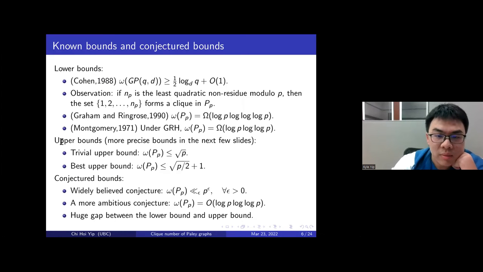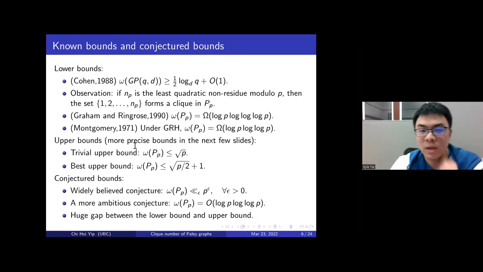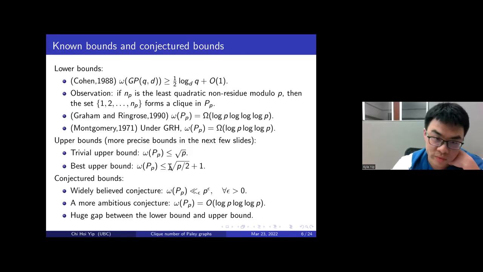And for the upper bound, that's the focus of this talk. Just very briefly, the trivial upper bound is given by square root p, and the best upper bound is given by square root p over 2 plus 1. We will talk about a sketch of the proof of this result, and also some generalizations.